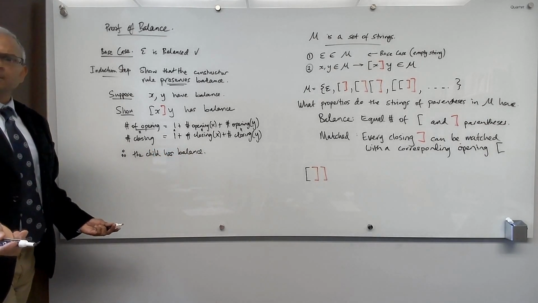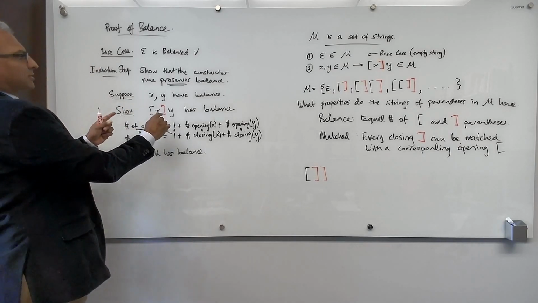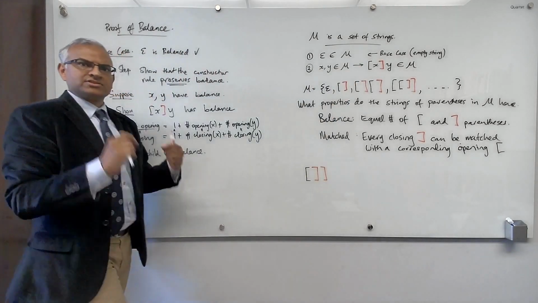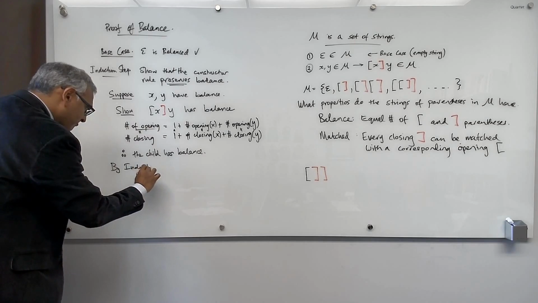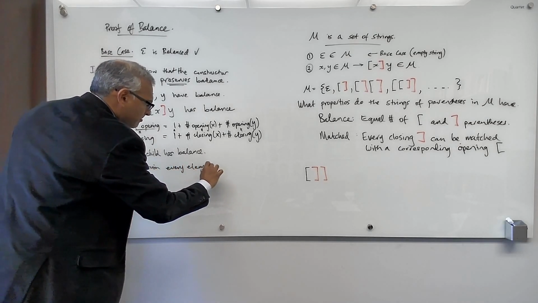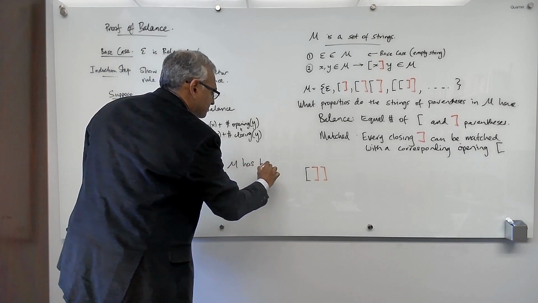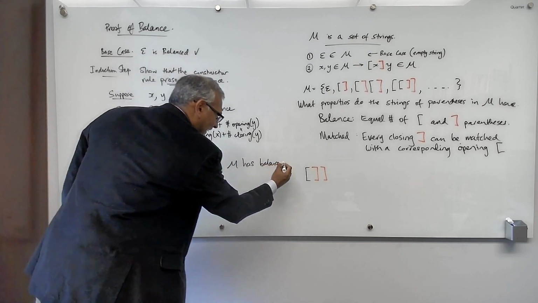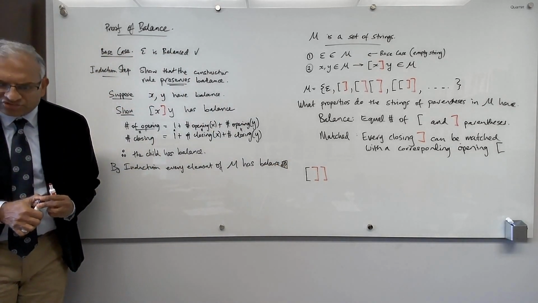And that's it. That's the end of the structural induction proof, because we proved that the constructor rule preserves balance. By induction, every element of M has balance. End of proof. That's the proof mechanics for structural induction.